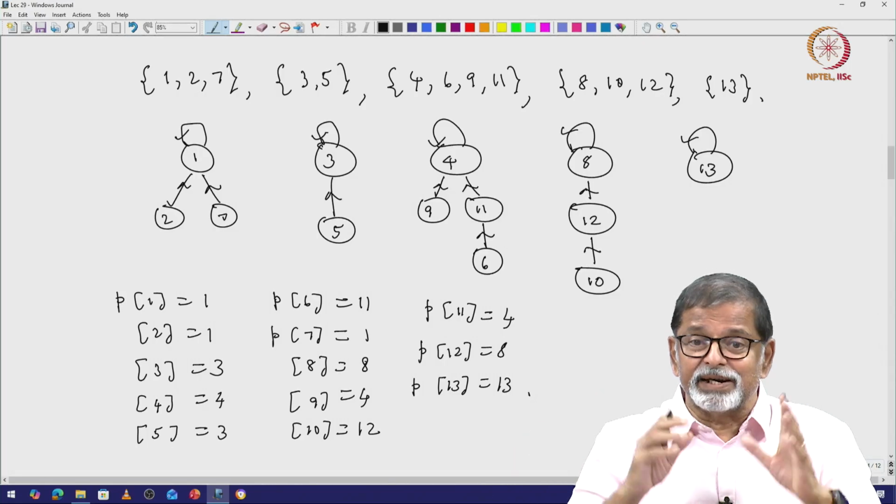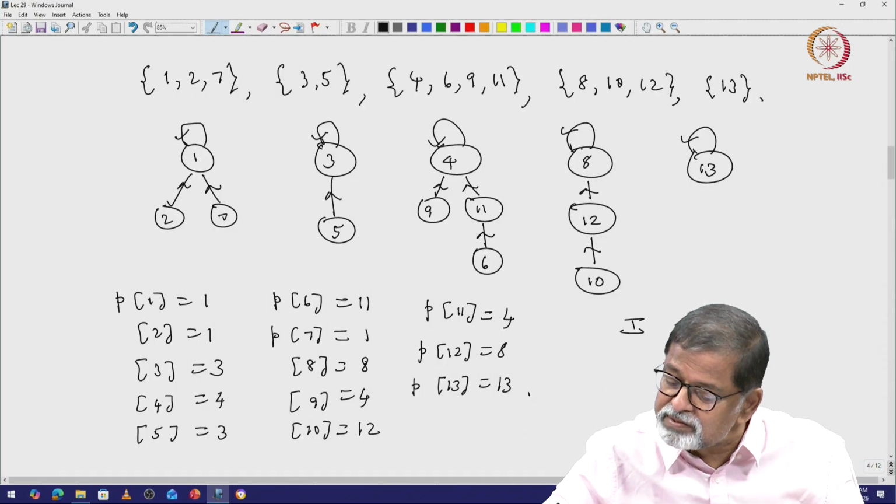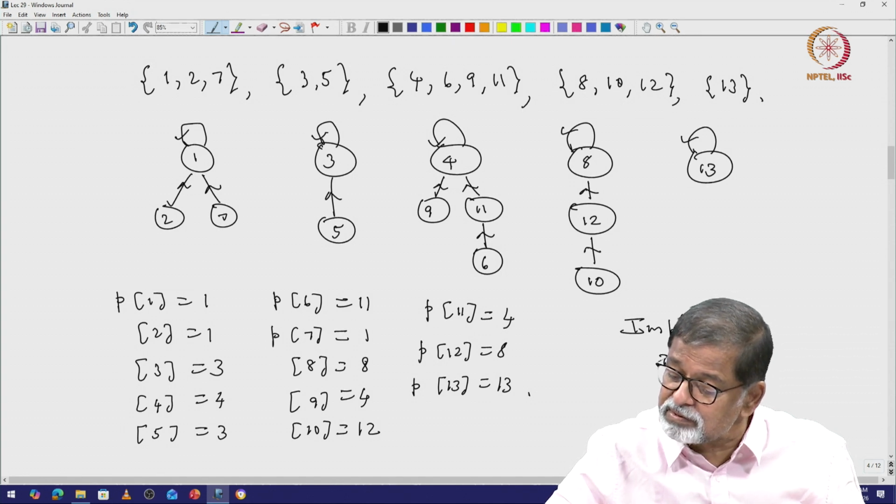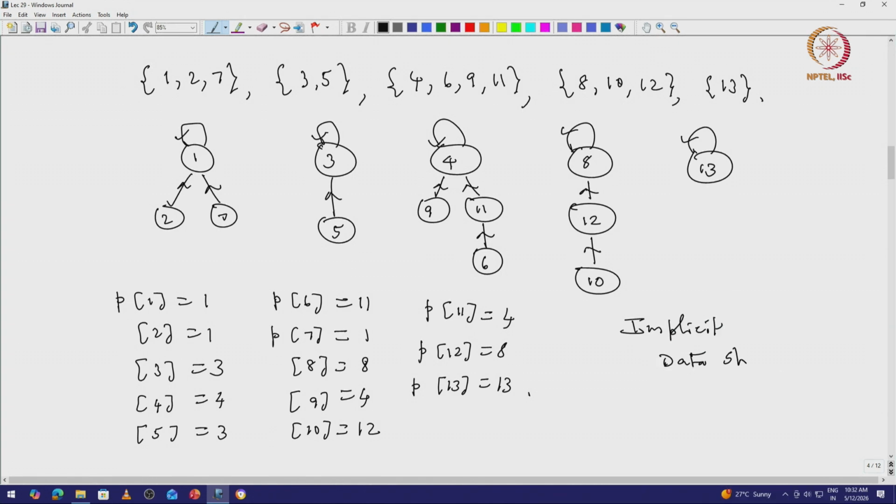Such a data structure is called an implicit data structure. The word implicit means hidden, it is understood. P is simply an array, but what is understood and what is hidden here is actually a forest. The entire forest is hidden in a single array. All right.